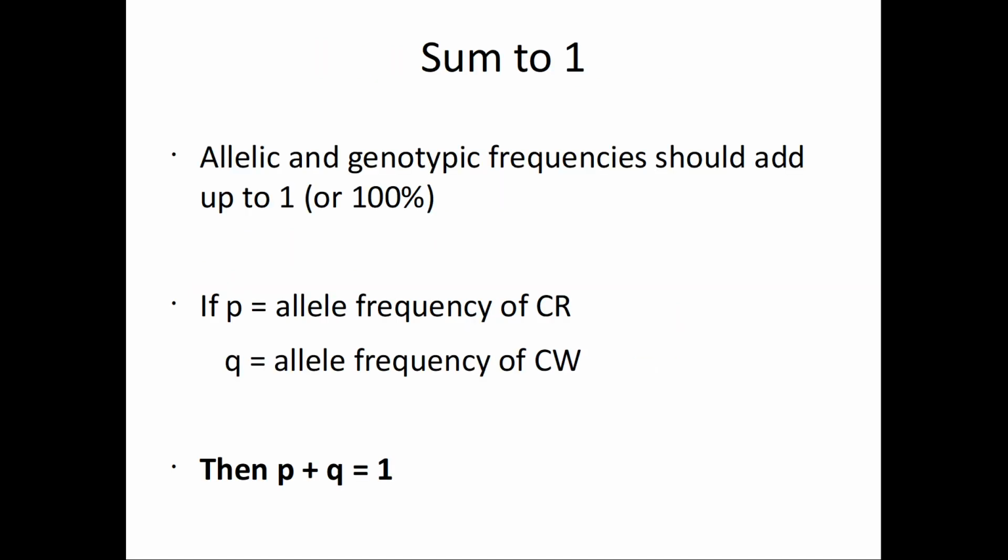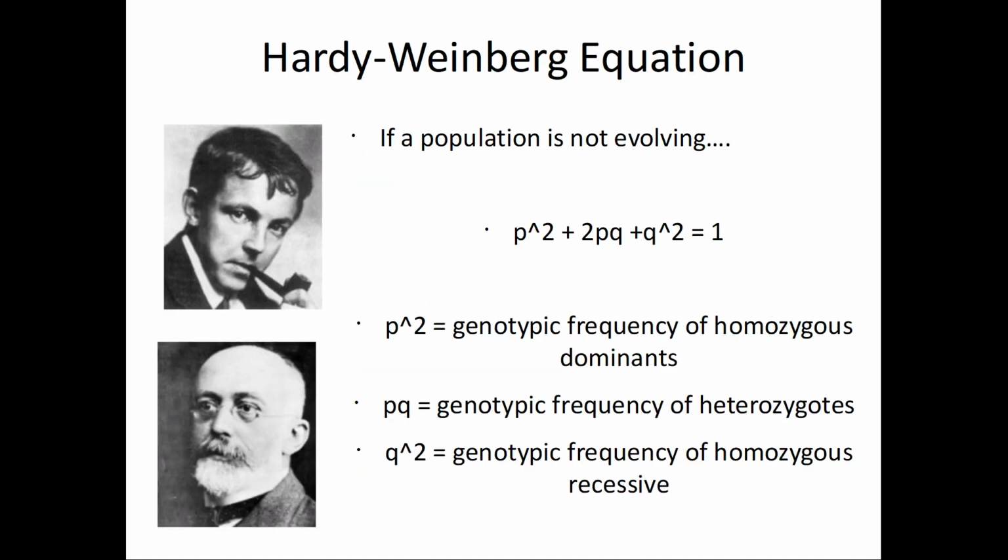All right, so we're talking about frequencies. These are basically probabilities, so they have to sum to 1 when we talk about these. So if P equals allele frequency of CR and Q equals allele frequency of CW, then P plus Q equals 1.